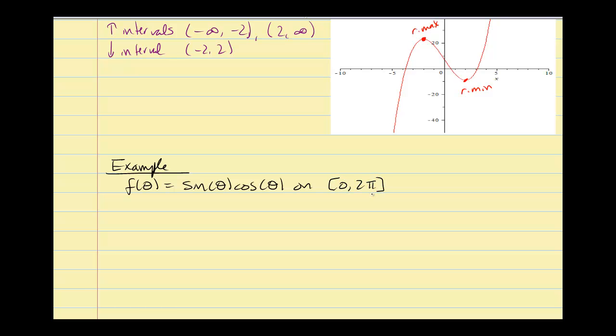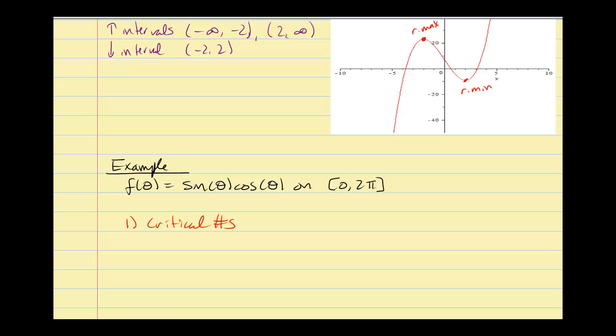Now for a trig function, it's usually very important to have an interval, because the trig function repeats itself over and over again. It has that periodic nature across the entire real number line. So that's why we usually limit this between 0 and 2 pi or 0 to pi, etc. Well, the first thing we need to do here is to find critical numbers. So let's go ahead and look at finding critical numbers first.